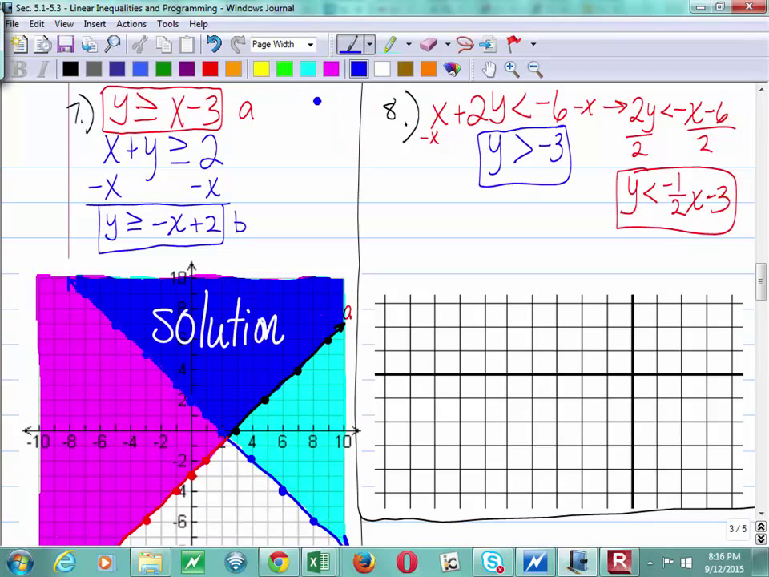Alright, so the first one has a y-intercept at negative 3 with a slope of negative 1/2. So from there, I'm going down 1 over 2, but I can also go up 1 and to the left 2. And it is strictly less than, so I'm going to be using a dashed line. And it's less than, so I'm going to shade below the line.